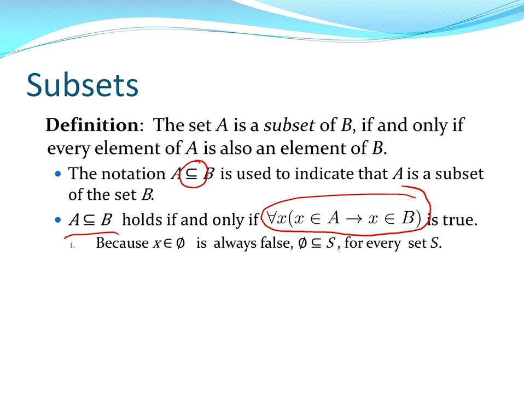Now note that since x is never an element of the empty set, the left side, the hypothesis of this implication, is always true vacuously. Therefore, the empty set will be a subset of every set because x being an element of the empty set is always false. Also, because x is an element of S implies x is an element of S, every set is a subset of itself.